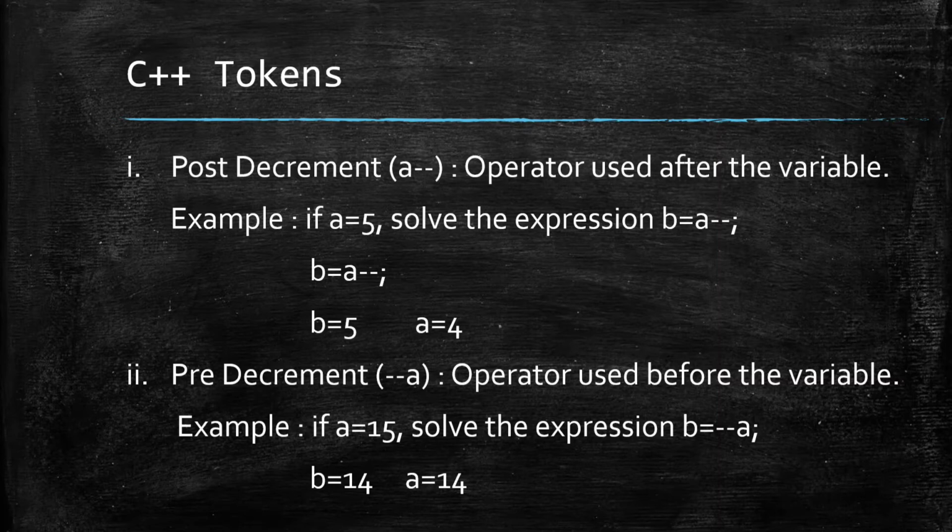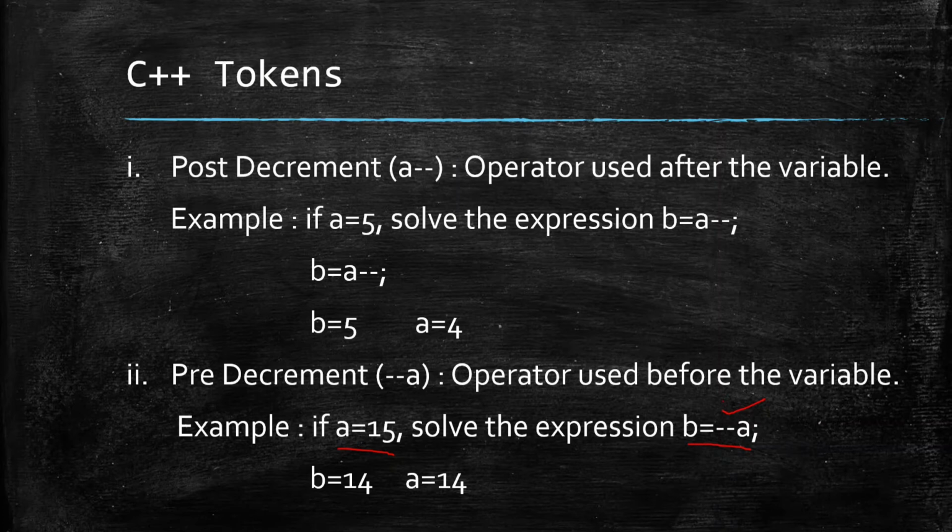Fine. So now coming to the example. If A is equal to 15, we are asked to solve the expression B is equal to minus minus A. Right? So if A is equal to 15, solve the expression B is equal to minus minus A. Here also the same thing, since it is a pre-decrement, you will first execute the RHS part and then you will assign it here, right?